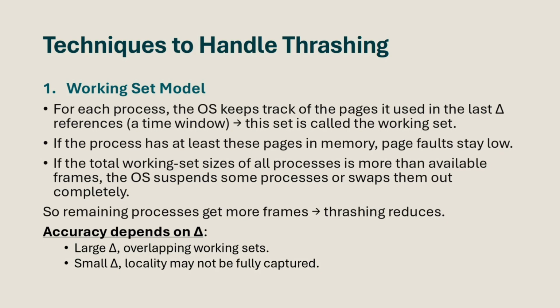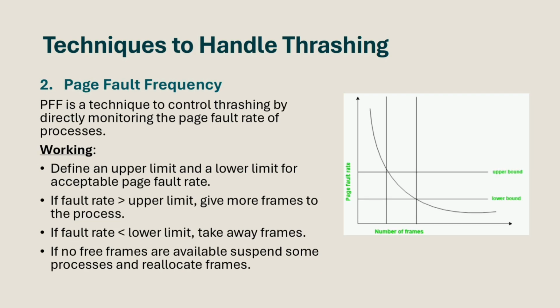The next technique to handle thrashing is page fault frequency. Page fault frequency, or PFF, is a technique to control thrashing by directly monitoring the page fault rate of processes. So here's how it works. We define an upper limit and lower limit for acceptable page fault rate, and if the page fault rate is greater than the upper limit, we give more frames to the process. And if the page fault rate is lesser than the lower limit, we take away some of the frames. And if no frames are available, suspend some processes and reallocate frames. So this is another way to handle thrashing. We can use either of these techniques to handle thrashing.